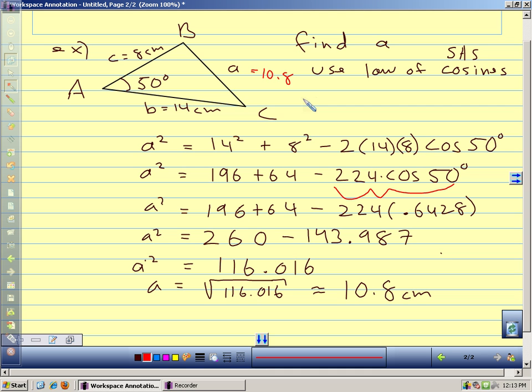If the problem had asked us to find the other angles, now I have enough information to use the law of sines. I have this side, and I have this angle and this side opposite. So I can set up my law of sines with sine of angle A over side A, and I could use side C and angle C, or side B and angle B, to find my other angles. So I would finish this problem with the law of sines if it had asked us to do more with this problem. And we'll do that in the next example.